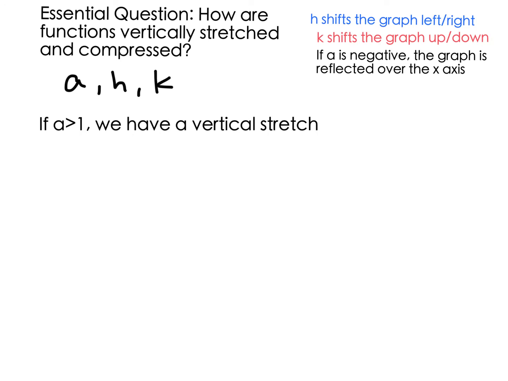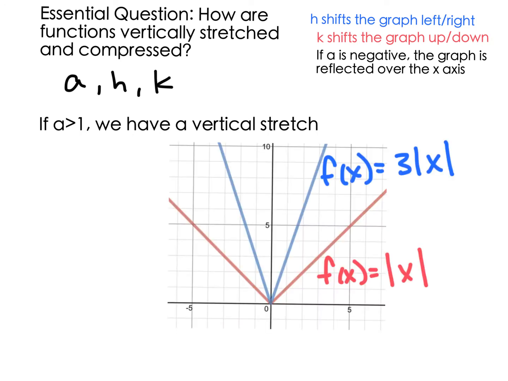If A is greater than 1, we have a vertical stretch. For example, check out these graphs down here. We have the parent function f of x equals the absolute value of x, whereas this function is 3 times the absolute value of x. So it looks like someone grabbed it from the top and bottom and pulled and stretched it, and that's why we call it a vertical stretch.